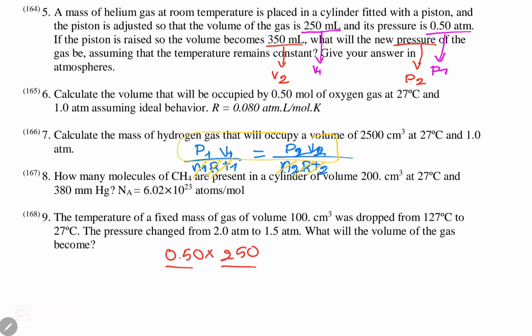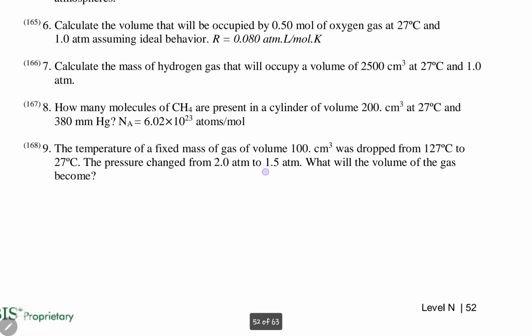So far, both of these have 2 significant figures. It's equal to pressure 2 that we need to find times 350 milliliters, which is also 2 significant figures. So here it is atmosphere, here it is milliliter, and here it's milliliter. Milliliter and milliliter cancel. So on your calculator, 0.50 times 250 divided by 350, I got to the correct number of significant figures, which is 0.36 atmospheres. So that's it for question 5. We'll now move on to question 6.